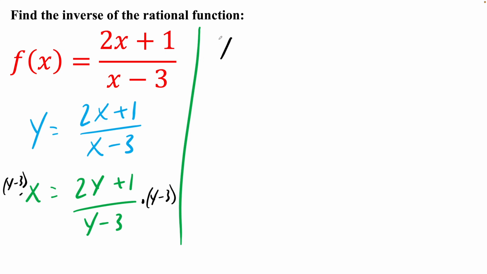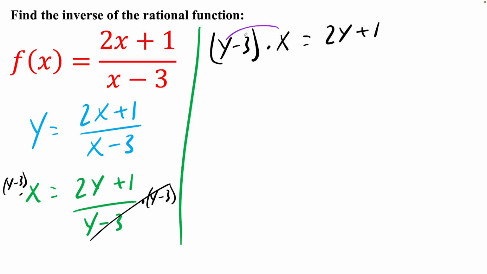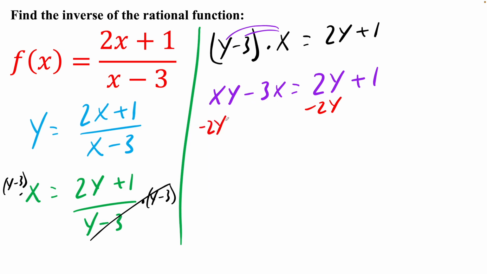So we're going to get (y - 3) times x is equal to, these pieces cancel out, and we have 2y plus 1. Next we're going to multiply it out. x times y is xy. x times negative 3 is negative 3x, is equal to 2y plus 1. Now we're going to try to group our y's. So I'm going to subtract 2y to the right and to the left. I'm also going to move this piece to the right. So plus 3x here, plus 3x.